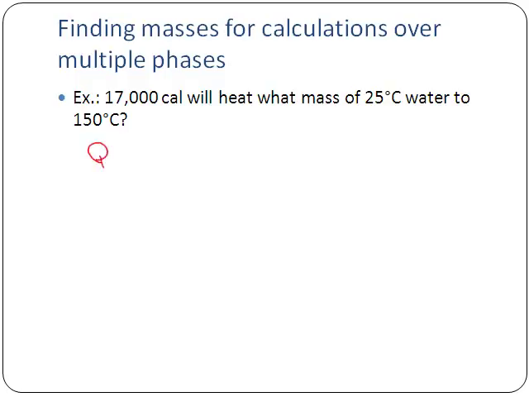We know that Q1 is equal to Cm delta T. Since it's in the liquid phase, the C is going to be 1, times the mass, which we don't know, so we leave it as M, times delta T. We're going from 25 degrees to the top of the liquid phase, which is 100 degrees. That's just going to be 75, because 100 minus 25 is 75. And so Q1 is equal simply to 75 M.